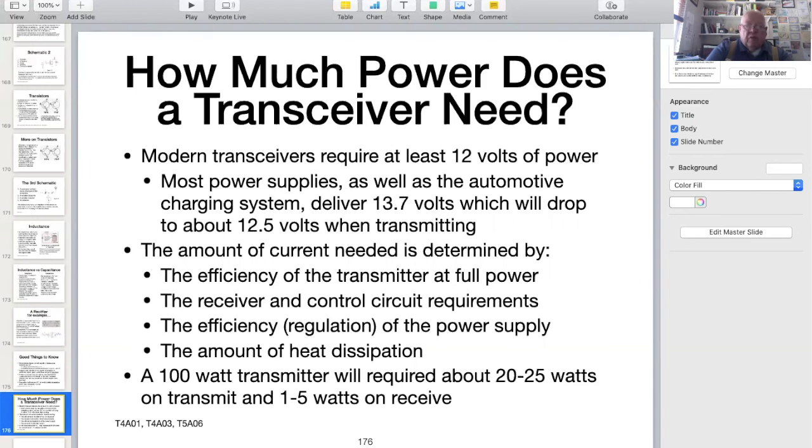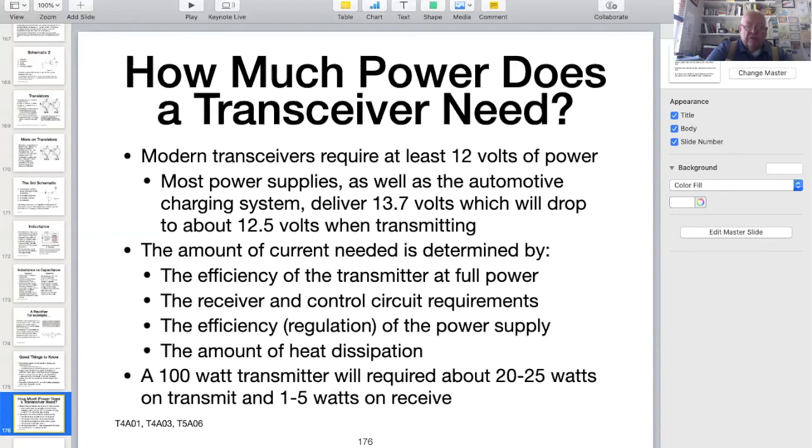The power requirements of a transceiver are determined by how efficient the transceiver is at using the input power, what the control and monitoring power requirements are, how efficient the power supply is, and by the way, a full wave rectifier is much more efficient than a half wave rectifier, but at about twice to 3 times the cost. And also how much power is going to be used up as heat.